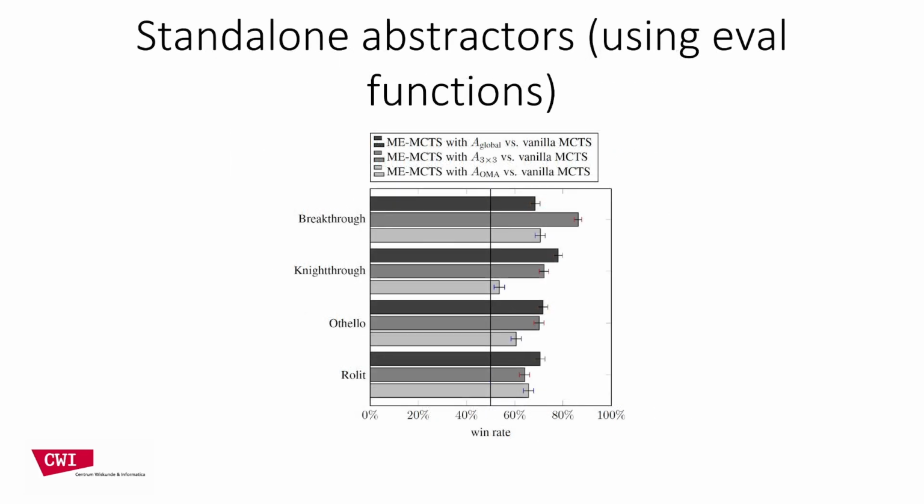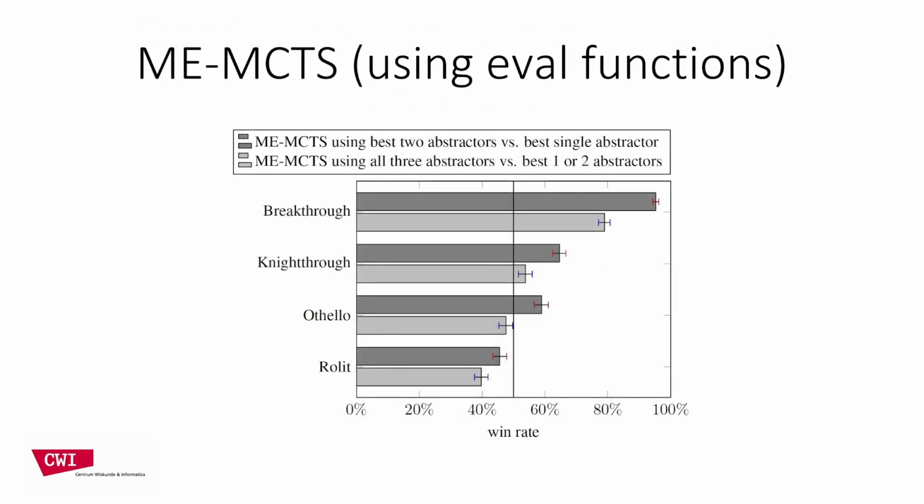Now for our second set of experiments using MCTS with evaluation functions instead of rollouts, we repeated the exercise. First, we tested all abstractors individually added to the tree to see if they're at all promising for an estimator combination. Here we found that all tested abstractors significantly improved vanilla MCTS in all games. And second, we tried all combinations of 2 or 3 abstractors with ME-MCTS. And again we found that 2 abstractors were stronger than 1 in 3 out of 4 domains. And 3 abstractors were still stronger than 2 in at least half of the tested games. These are quite promising results.